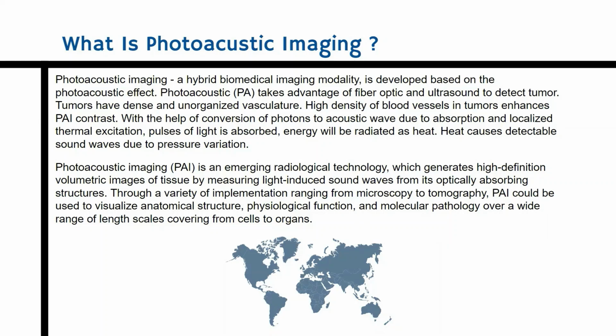Photoacoustic imaging (PI) is an emerging radiological technology which generates high-definition volumetric images of tissue by measuring light-induced sound waves from its optically absorbing structures. Through a variety of implementations ranging from microscopy to tomography, PI could be used to visualize anatomical structure, physiological function, and molecular pathology over a wide range of length scales, covering from cells to organs. So, photoacoustic imaging has the potential to image animal or human organs, such as the breast and the brain, with simultaneous high contrast and high spatial resolution.